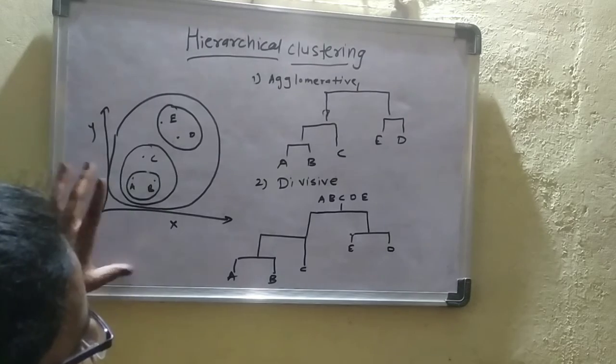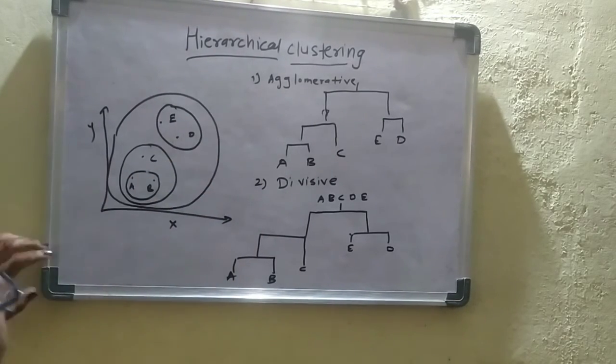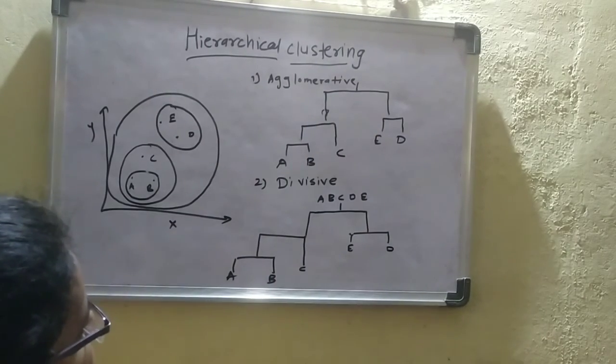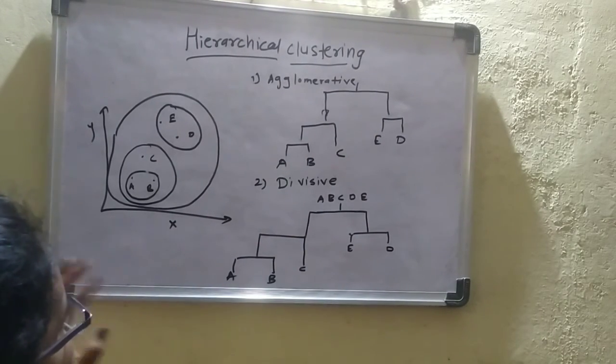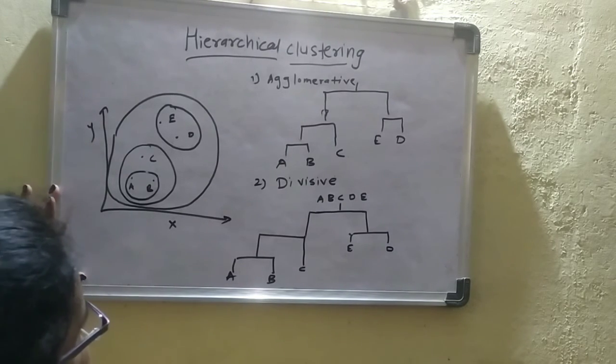In further videos, we will see how this division is done with the help of numericals. But till now we are just seeing how the approaches are followed, like how the bottom-up approach is followed and how the top-down approach is followed in hierarchical clustering. I hope everyone is clear with the idea of hierarchical clustering.